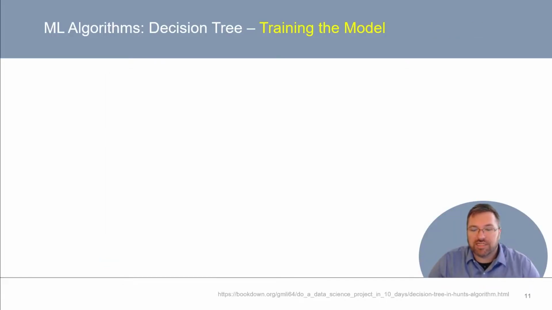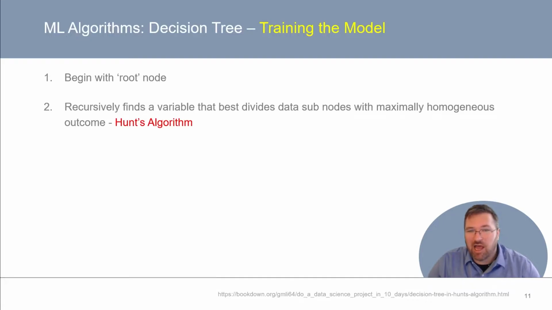Now that we have an understanding of how decision trees work, let's find out how they're trained from scratch. Just like when making predictions, training a decision tree starts with a root node. But we need to decide what feature to place as our root decision node. To do this, we employ what's called Hunt's algorithm, which recursively finds a variable that best divides instances in the current node into subnodes, with maximally homogeneous outcome values. In other words, the feature that best separates one class from the other.